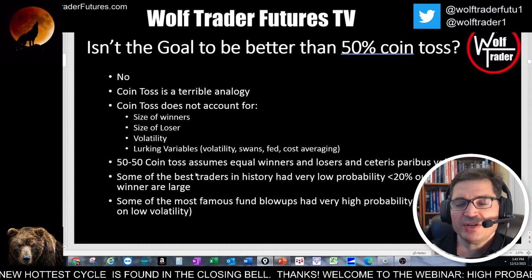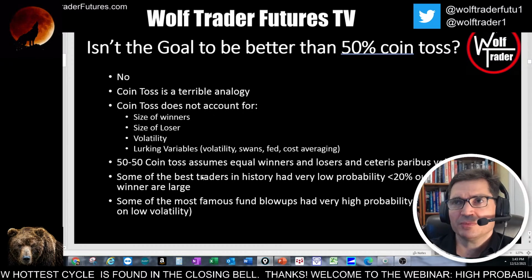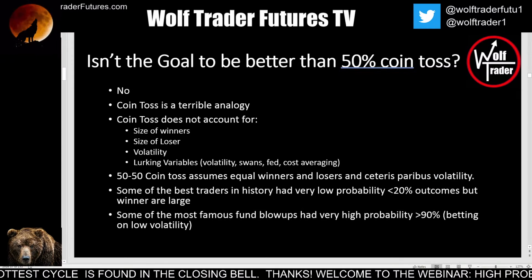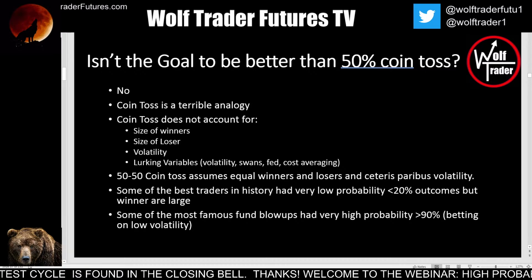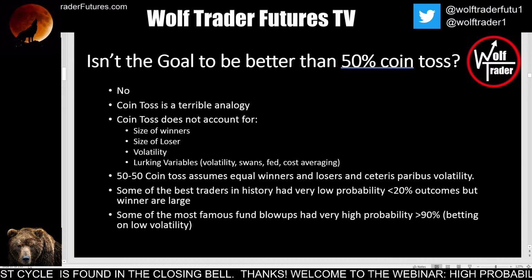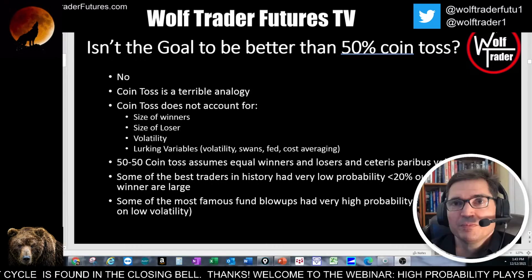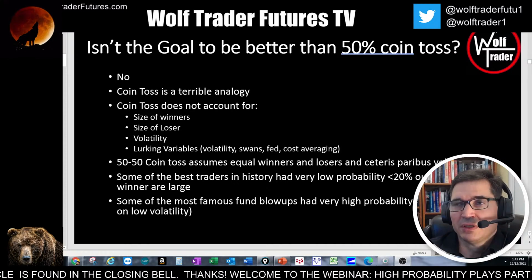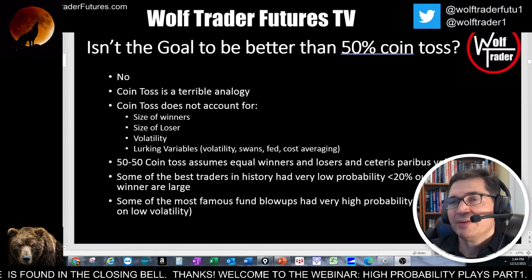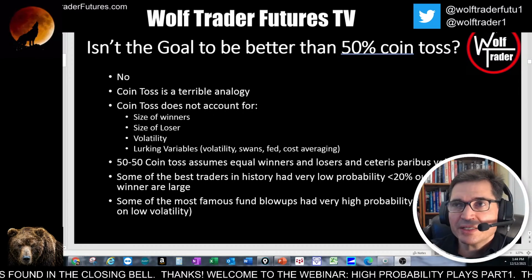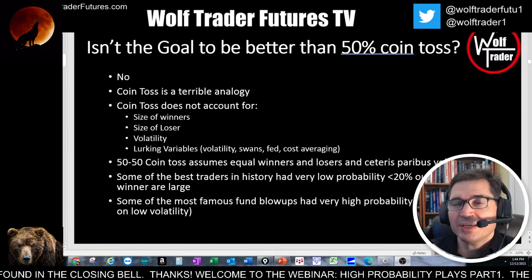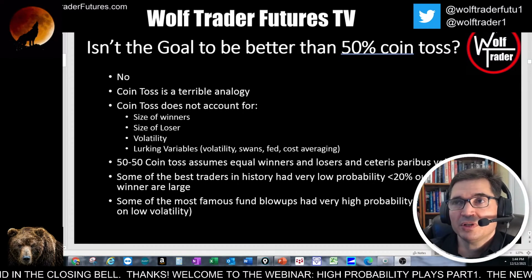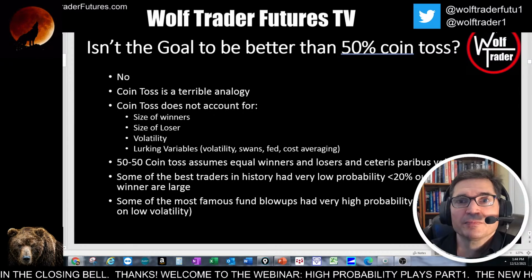So some of the best traders in history have had a low probability of outcomes. We've seen some of these best managers have like 20% success. But they have the discipline. Look, when you're trading long volatility or long options, you have to have the discipline to keep taking small, small, small trades, and then when it goes big, you have to have the discipline to let it go, to not screw it up and to pull in profits.